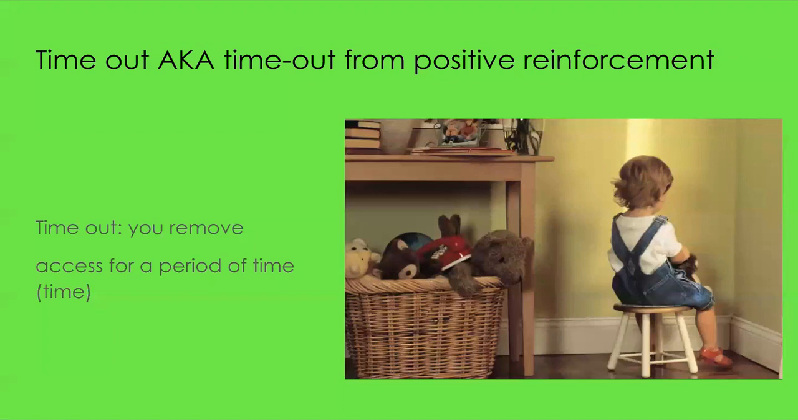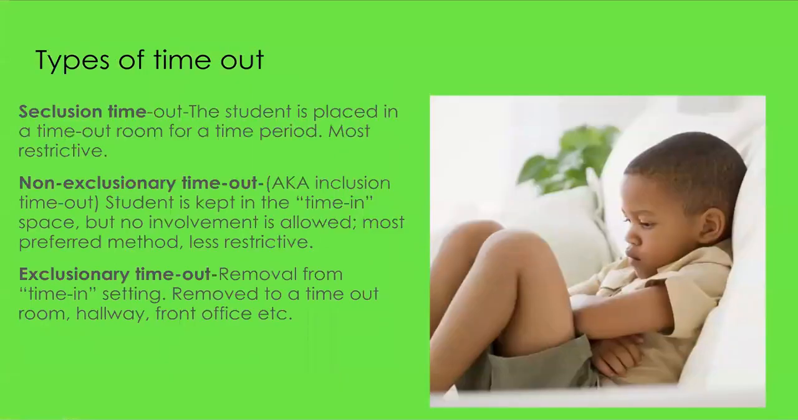So timeout, also known as timeout from the positive reinforcement environment, you're going to remove access for a period of time. So the child is losing that time within what's called the time-in setting. There are 3 different types of timeout procedures. The most restrictive one is called seclusion timeout. That student is placed in a timeout room for a period of time. And then non-exclusionary timeout is the least restrictive one, AKA inclusion timeout, where the student is kept in the time-in space, but no involvement is allowed.